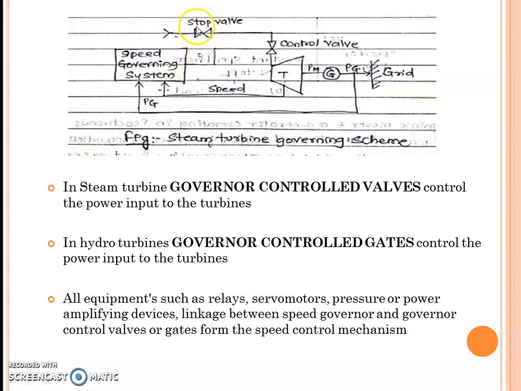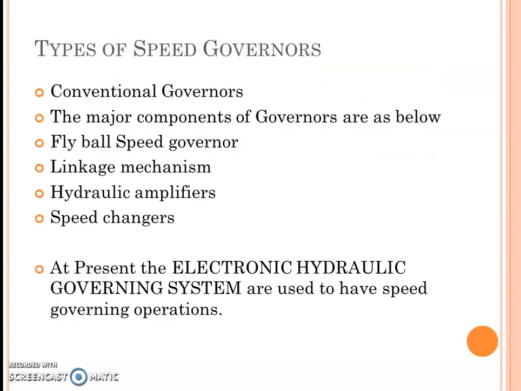Here the stop valve is used to stop or start the total steam which is flowing for that particular turbine system. All the equipment such as relays, servo motors, pressure or power amplifier devices, and linkage between the speed governor and governor control valves or the gates form the speed control mechanisms.